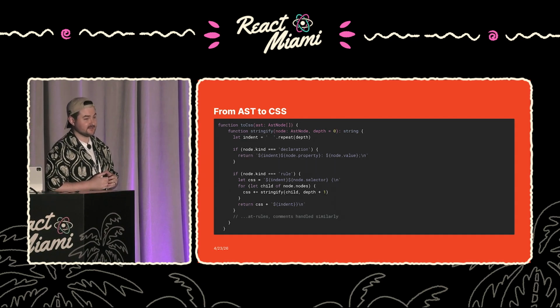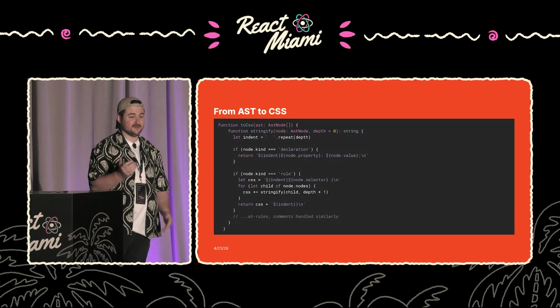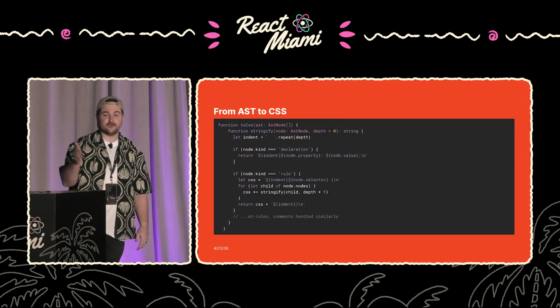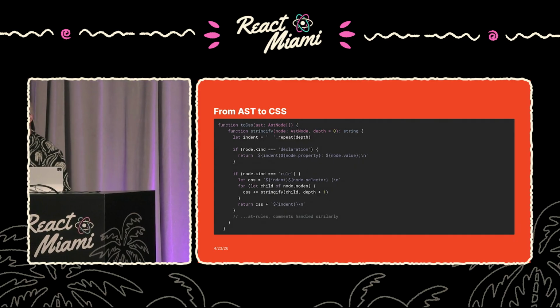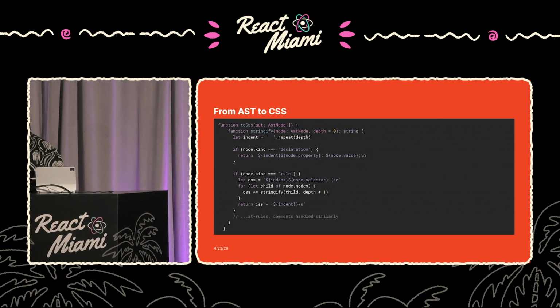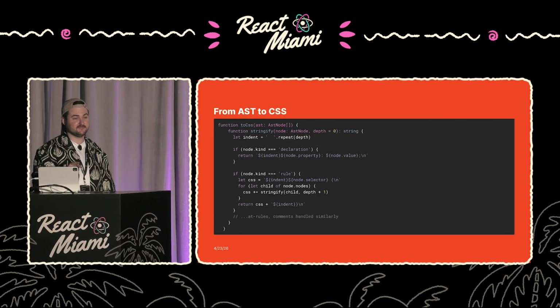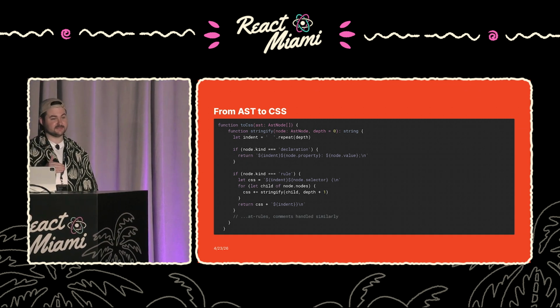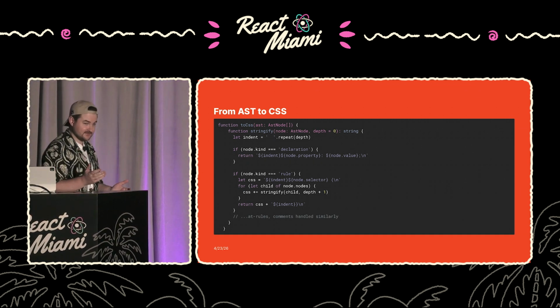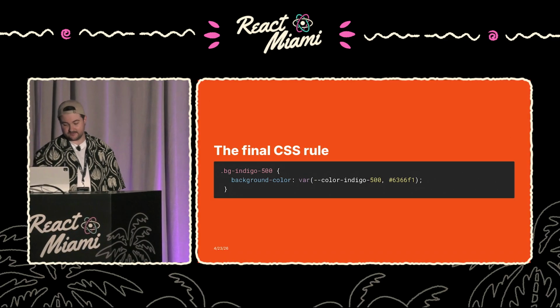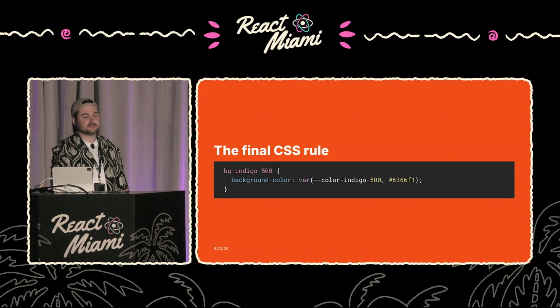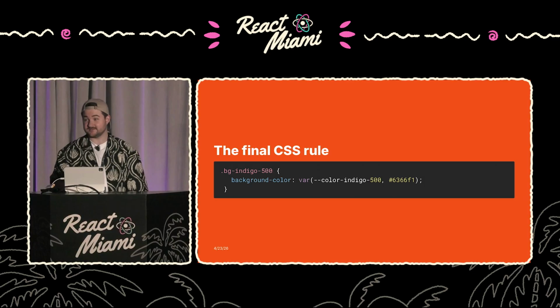But if that AST node is identified as a rule, it injects the selector, it opens up our block with a curly, it walks through the children recursively, so it'll call itself, where we'll hit that first if statement, we'll add individual lines of CSS, it gets to the end, we break out, we close the rule, and what we end up with is something like this, which is hopefully exactly what you would expect it to look like.